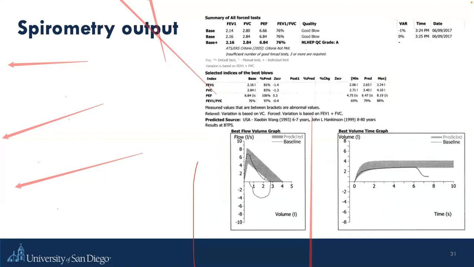Clinicians require extra training to interpret it because of its complexity. In particular, this chart on the lower left, called a flow volume loop, takes time to really understand because it's got liters on the x-axis and liters per second on the y-axis, which is not at all intuitive. When I was like, I think I understand it. Nope, no, no, I don't.